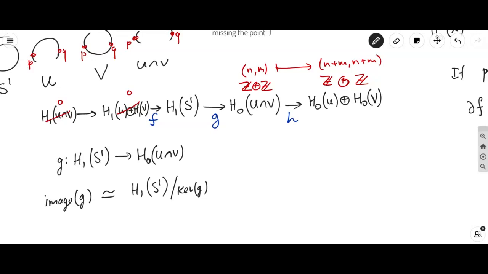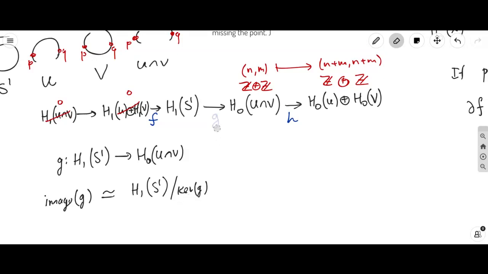Right? I guess they call this the fundamental isomorphism theorem, something along those names. You use this a lot in algebra. The image of a homomorphism is isomorphic to the domain modded out by its kernel. But now we're going to use exactness of the sequence.